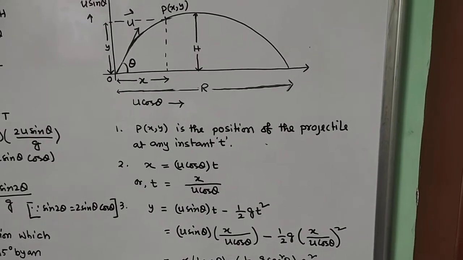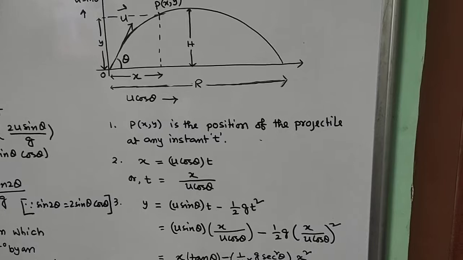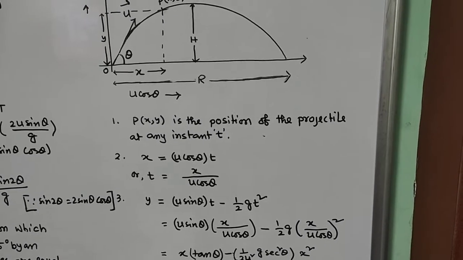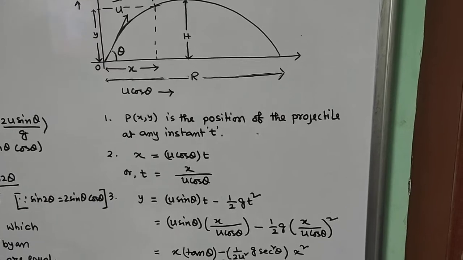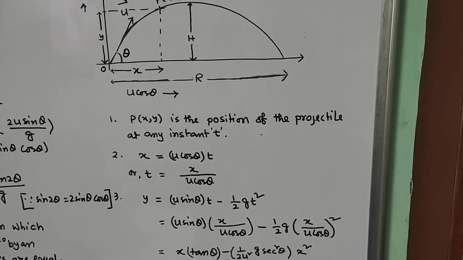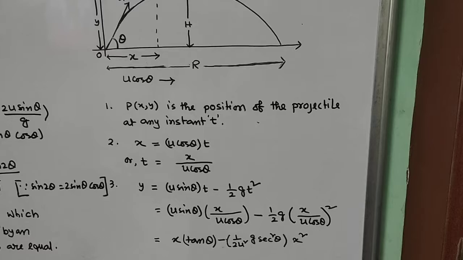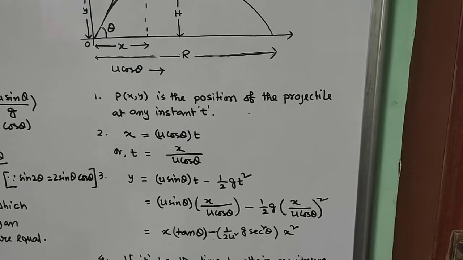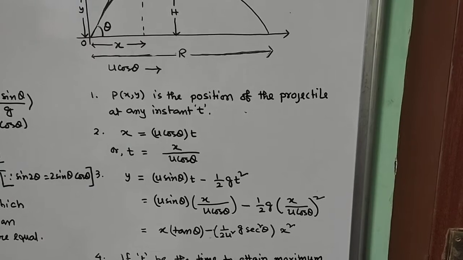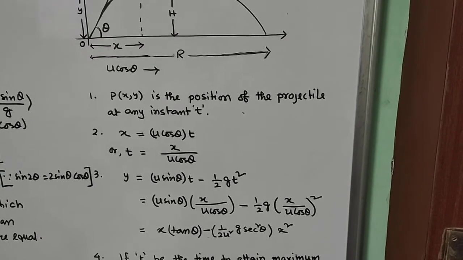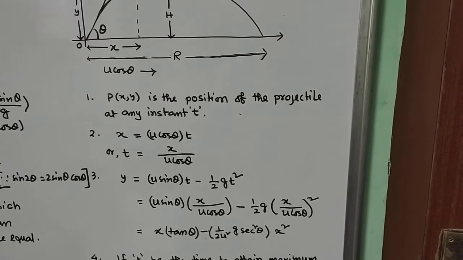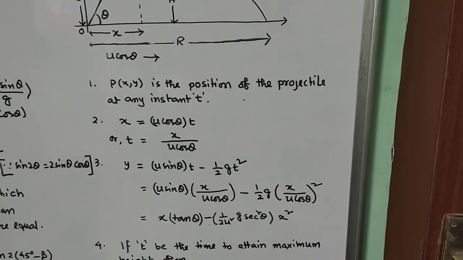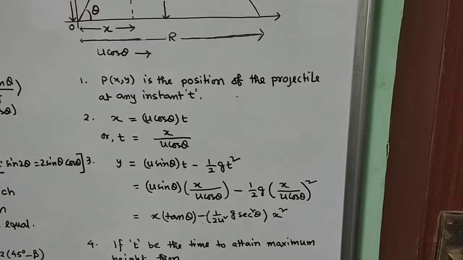Now in equation 3, what we have done is substitute the value of small t, that is, in place of t we are substituting x by u cos theta. So u sin theta into x by u cos theta, minus half g into x by u cos theta whole square. So ultimately we are getting y equal to x tan theta minus half g by u square, 1 by cos square theta, which is sec square theta, into x square. So this is the equation of the path described by the projectile.